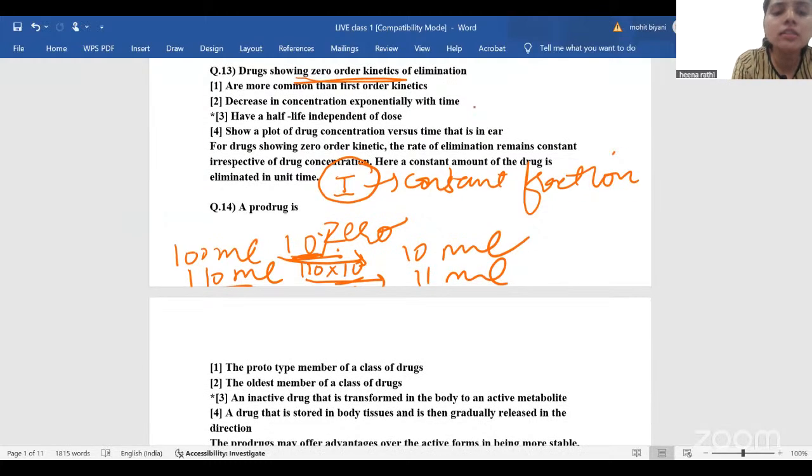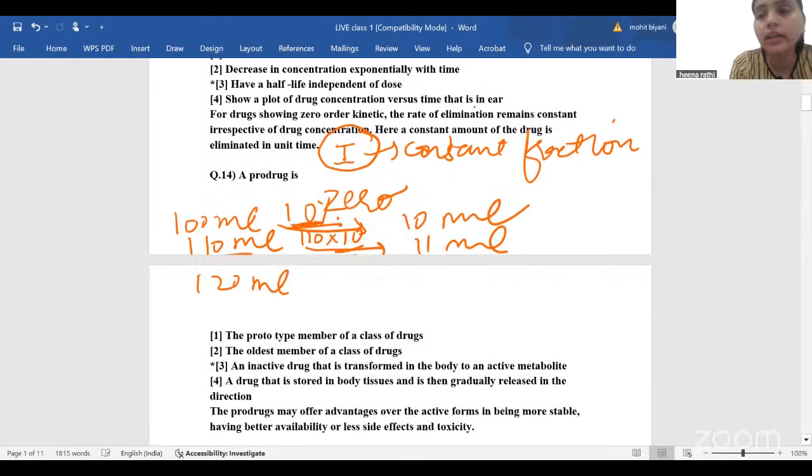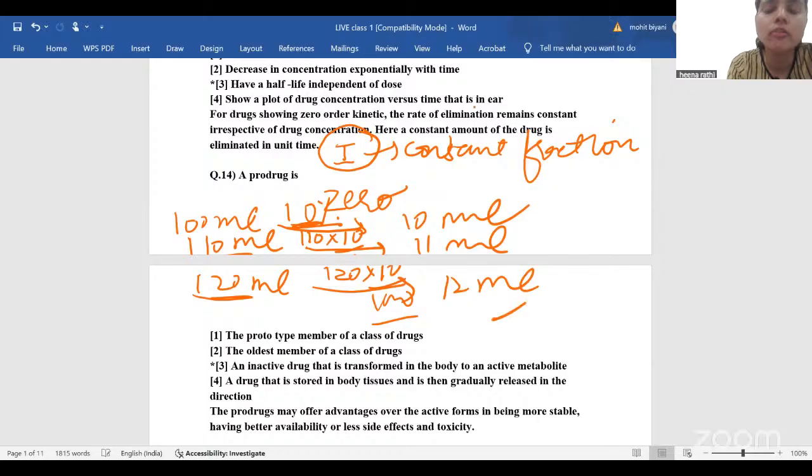Then if the concentration is increased again, we have put 10 ml extra into this, and the concentration of the drug is 120 ml. Then after this 120 ml, 10% is going to be eliminated. It means 12 ml of the drug is eliminated. It means when we increase the concentration of the drug, elimination is also increased. It means a constant fraction of the drug is eliminated every time. Most drugs follow this first order kinetics.